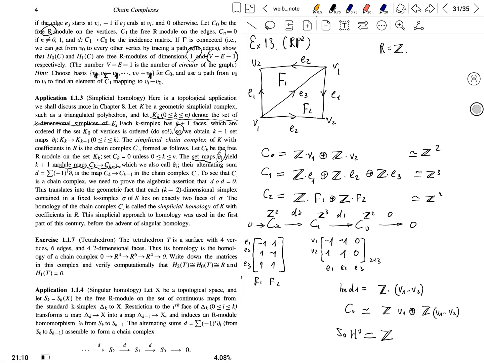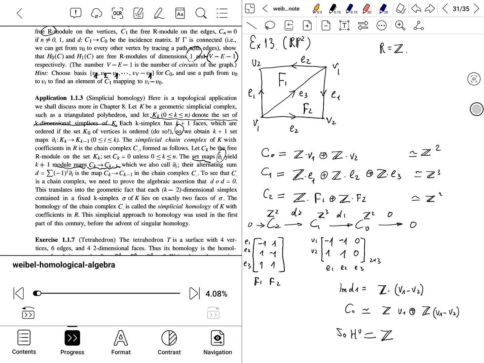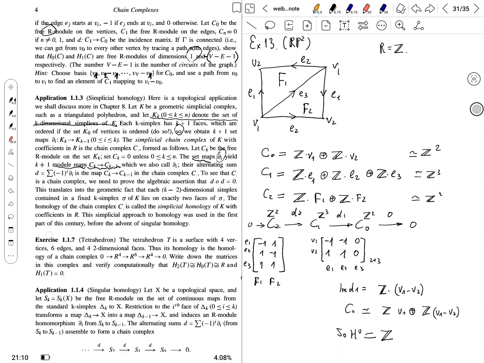As a follow-up of exercise 1.1.7 on simplicial homology of the tetrahedron, let's do one more exercise to compute the singular homology of the projective plane RP2. We just want to say that a homology group could have torsion phenomenon when the coefficient ring R is not a field.